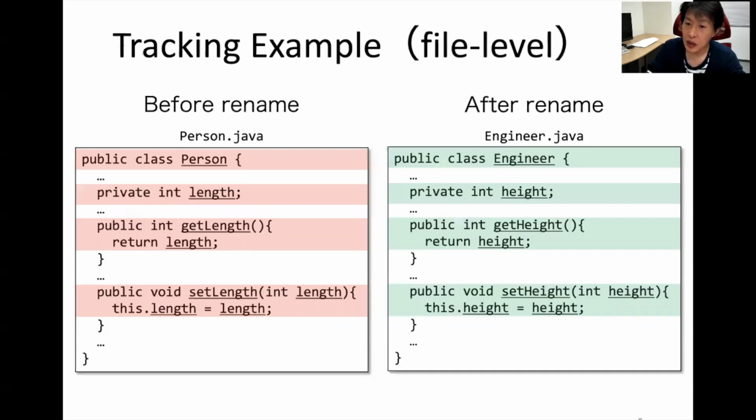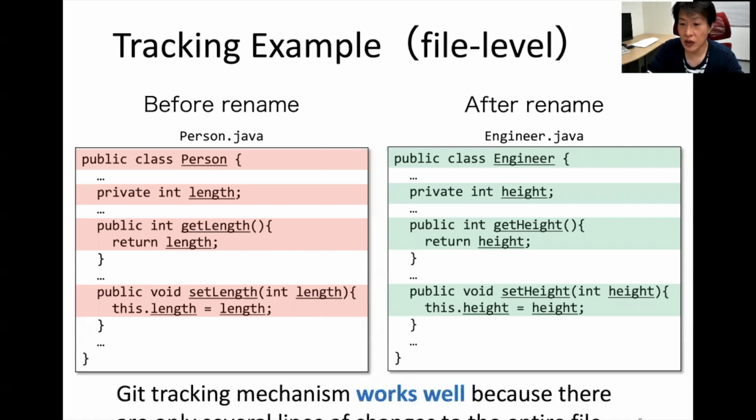I will talk about our motivation in detail. This is an example commit where a file has been renamed. Person.java is renamed to Engineer.java. This commit also includes changes of field names and method names. Git tracking mechanism works well because there are only several lines of changes to the entire file in this case.